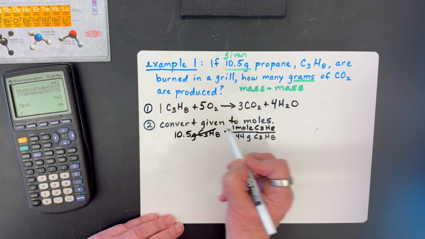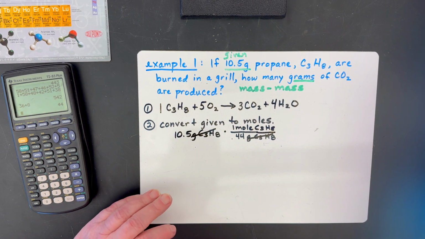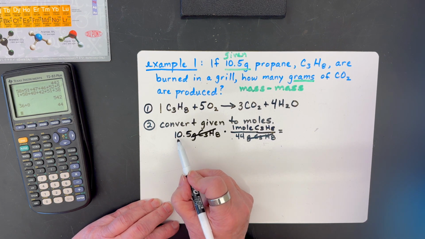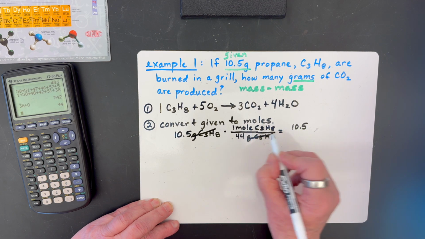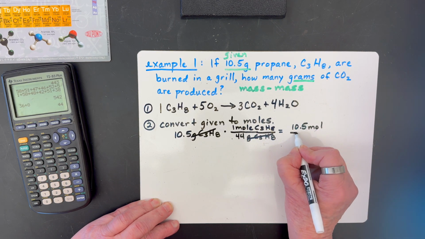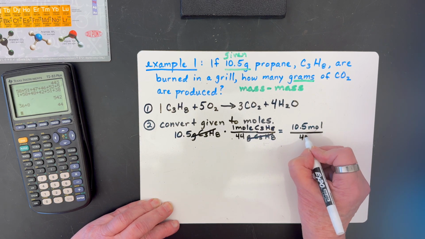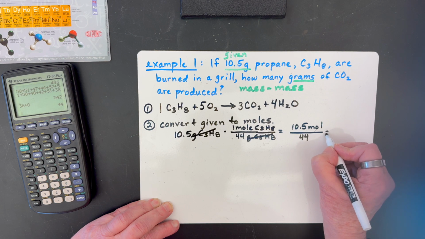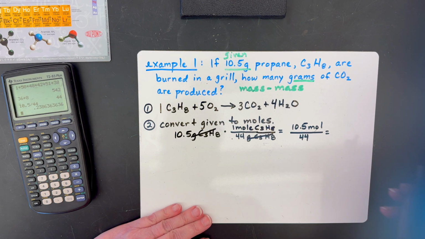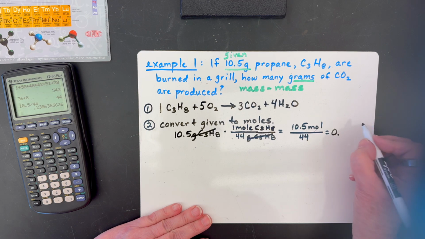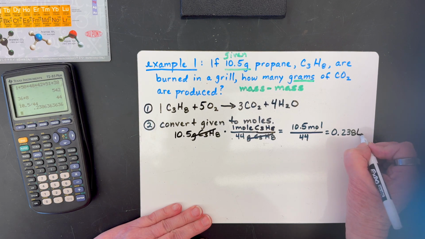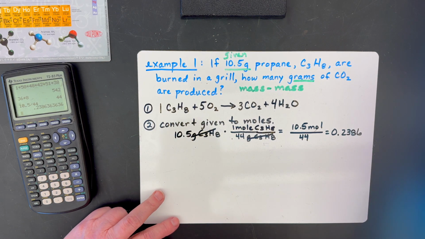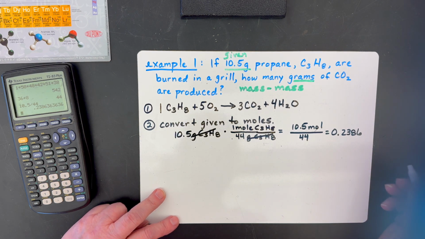So grams, that unit, not the number, just the unit, cancels, and we are left with 10.5 times 1 on top, which is 10.5, and our unit is moles. And on the bottom, we have 44 grams, but the grams canceled, so it's just 44. 10.5 divided by 44 is 0.2386. I'm going to keep an extra place there. The next digit is a 3, so I'm going to go ahead and cut that off. And this is moles.